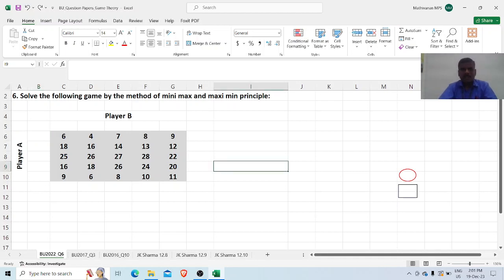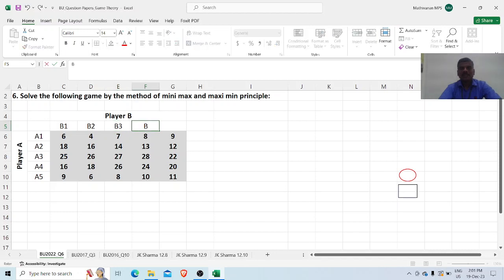In this problem, the number is not given for the strategy. To better understand the discussion, first we shall assign numbers to the strategy. This is optional. So the first strategy by player A, let us say A1. The second strategy by player A, A2. Third strategy A3. Fourth strategy A4. And fifth strategy A5. Likewise, we will name the strategies of player B. First strategy B1. Second strategy B2. Third strategy B3. Fourth strategy B4. Fifth strategy B5. So the payoff matrix is given here.